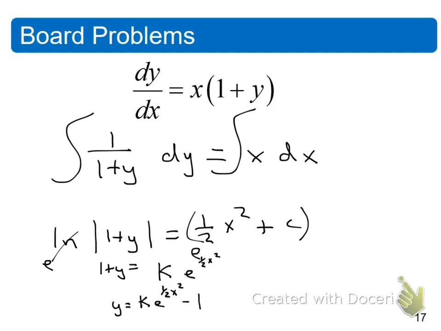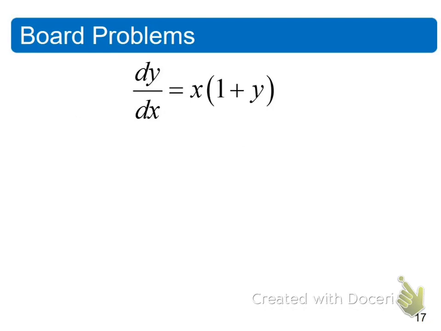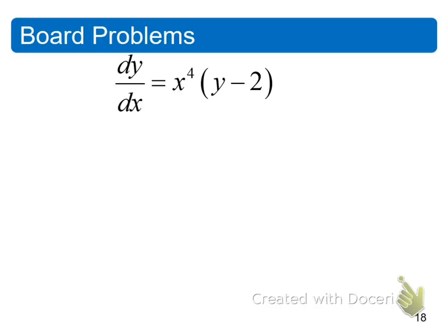Now, in the next example, I'm going to give you an example where we can solve for k. We can solve for k. Got it? Here we go. Next example. dy over dx equals x to the 4th times y minus 2. First step, we need to separate. This should come to us very quickly. We get 1 over y minus 2 dy equals x to the 4th dx.